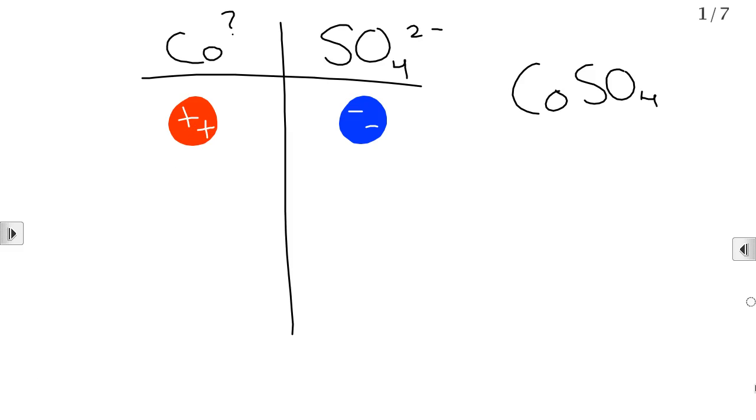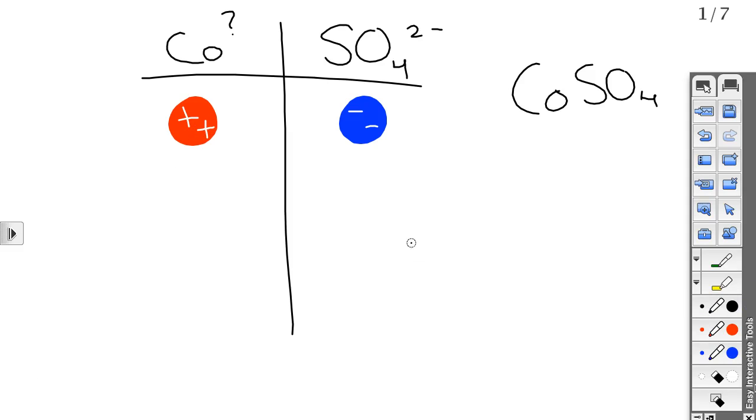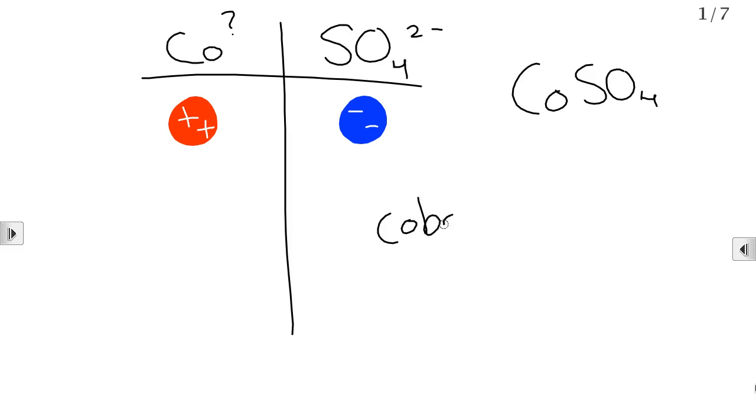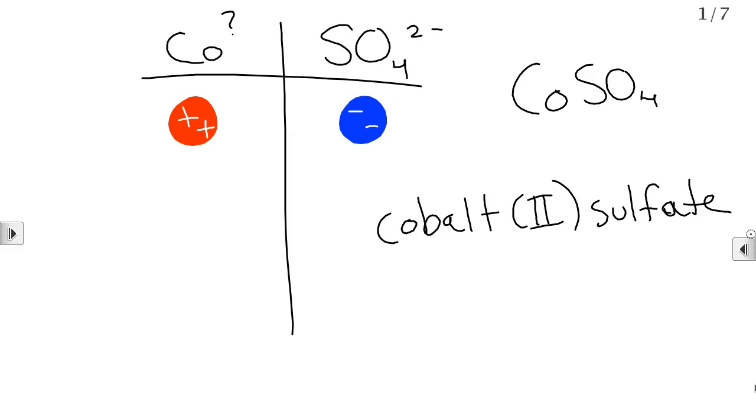So when I go to name this, can I just name it cobalt sulfate? No, so I need Roman numerals. And what's going to be the number? Is 1 enough? 2, right. Cobalt 2 sulfate. I feel like I saw some light bulbs on that one.